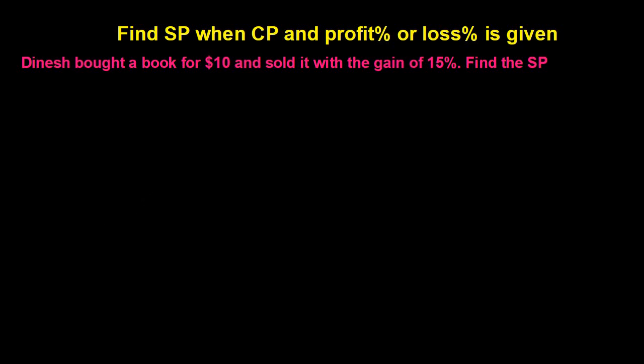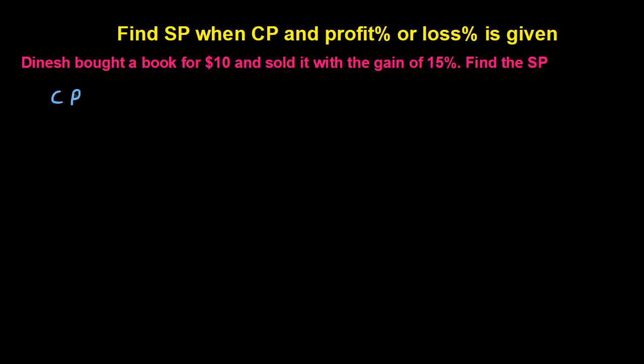So let's read the question first. Dinesh bought a book for $10 and sold it with a gain of 15%, and we need to find the SP. Whenever you get a word problem, you need to write the information in the form of statements provided in the question. Dinesh bought a book. Is it a selling price or a cost price? He bought it, so it cost him. So it's a cost price.